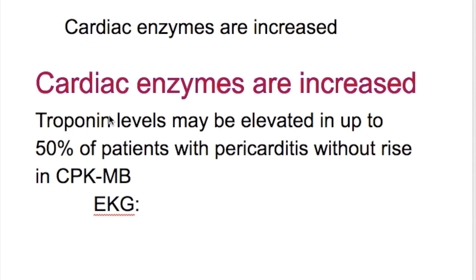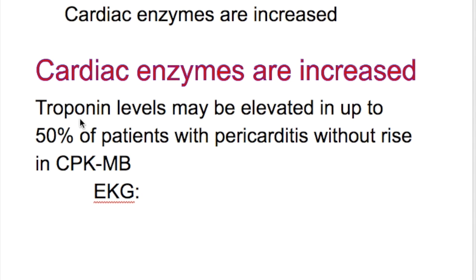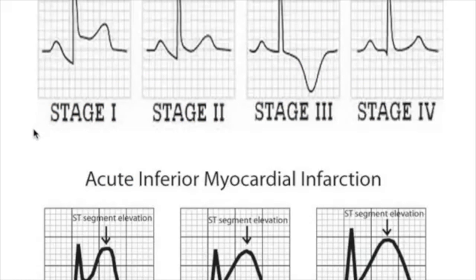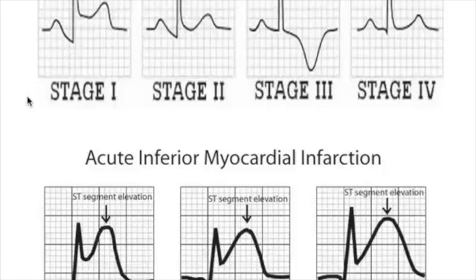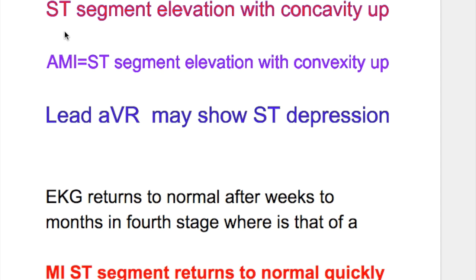So the troponin I levels may be elevated in up to 50% of patients with pericarditis, but without a rise in CK-MB. So how do you differentiate the ECG of the acute pericarditis from that of acute myocardial infarction? ST elevation in the ECG of acute pericarditis is concave upward, whereas that of the acute myocardial infarction is convex upward. In acute pericarditis, the ST elevation has concavity up, and in myocardial infarction, ST elevation has convexity up.